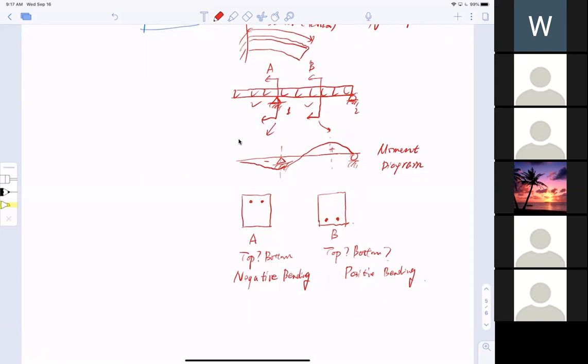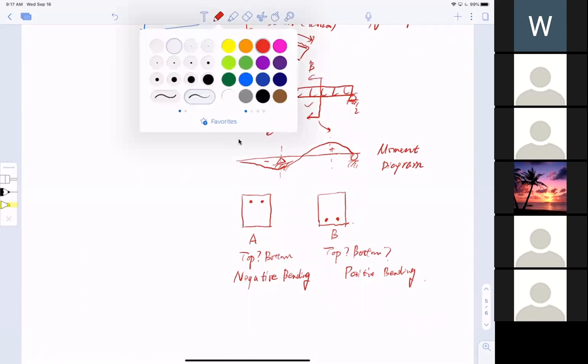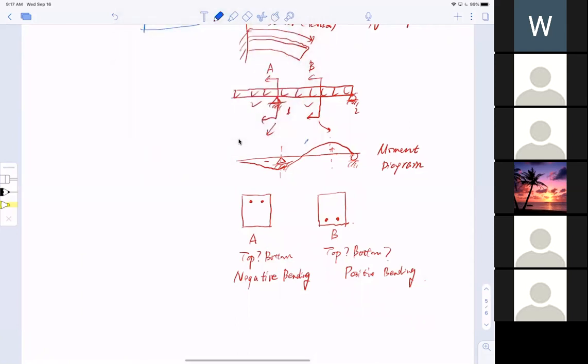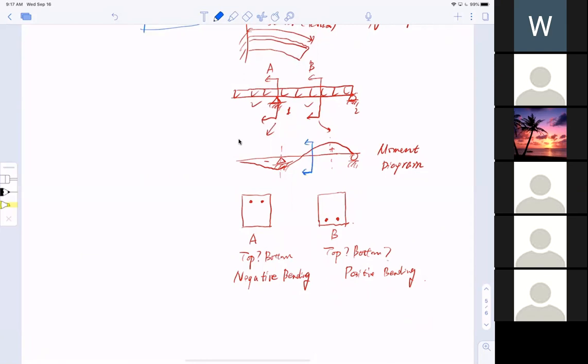Now, quiz. Austin, I'm picking section C. Can you see it? Yep. I'm just going to draw a section here. Is my bar on the top or bottom? Bottom. Good answer. Why? Because the tension is in the bottom. Right, positive bending. Good call.